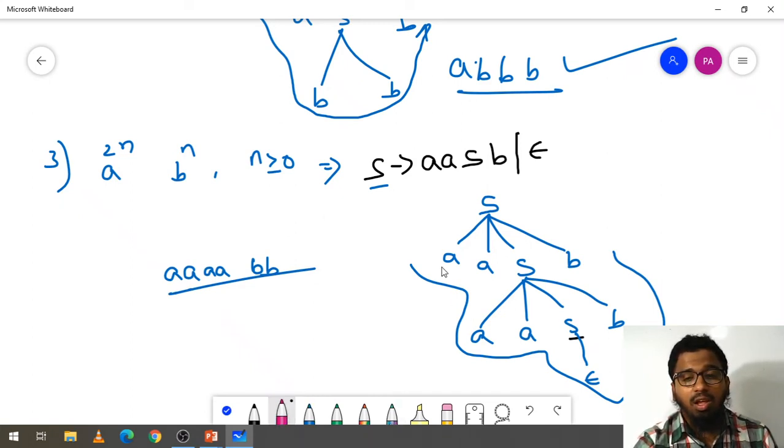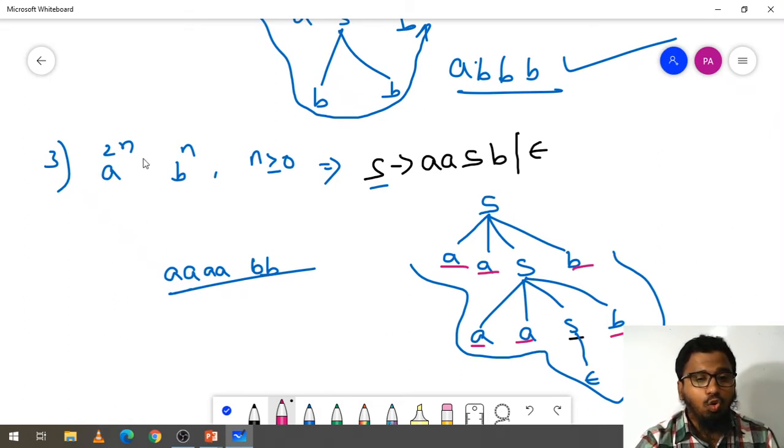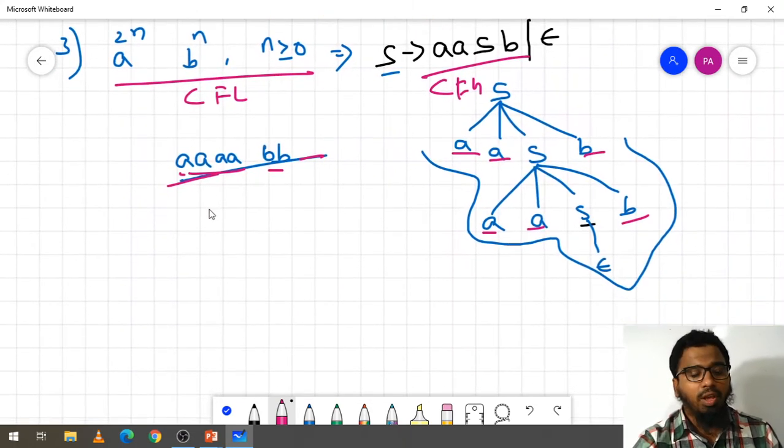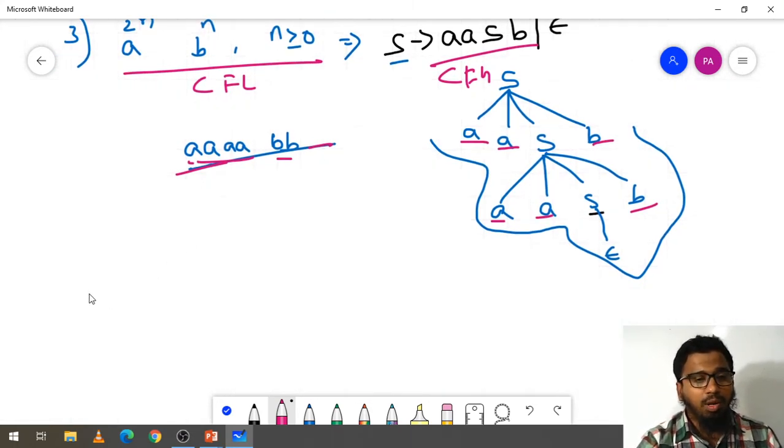Okay, A, A, B, B. So this is an equation, and here 2n, like here the 2 is there, so here 4. If here 3, then here it will be 6. Like this it will go. So this is CFL and this is CFG, context free grammar.